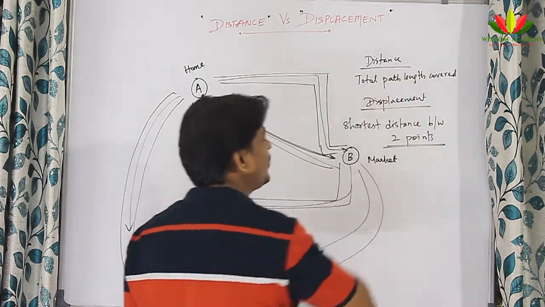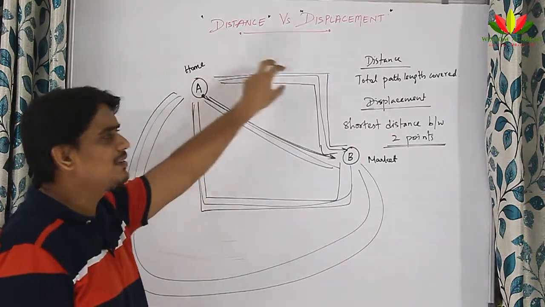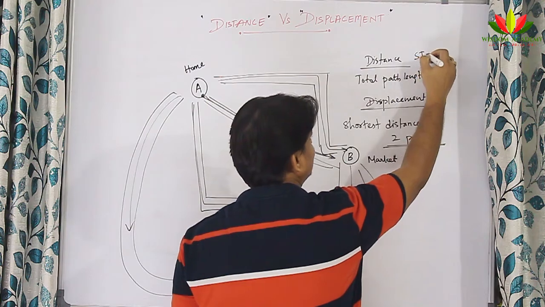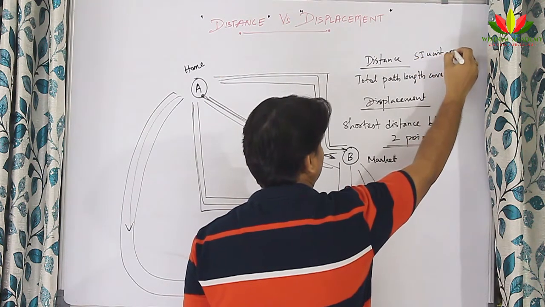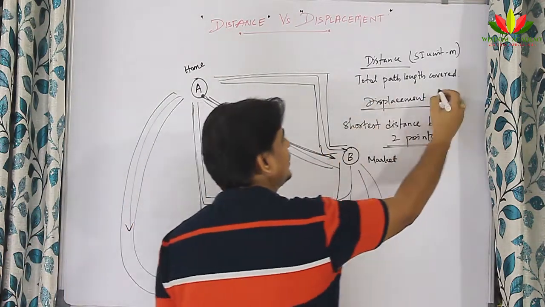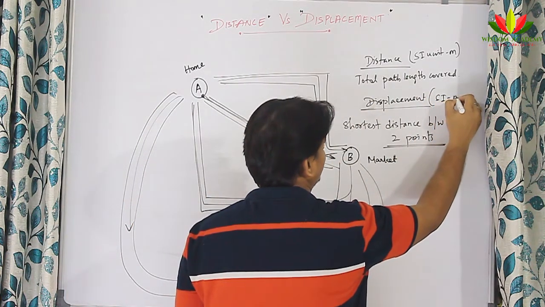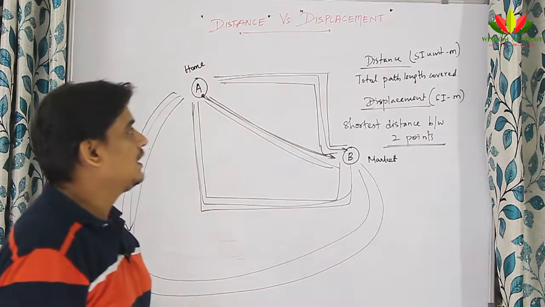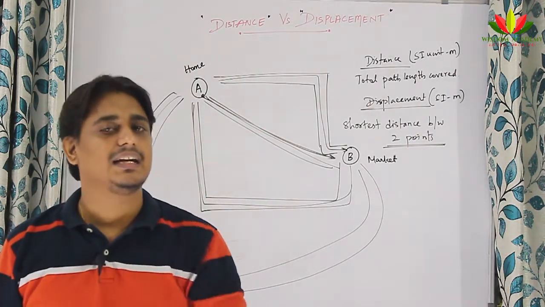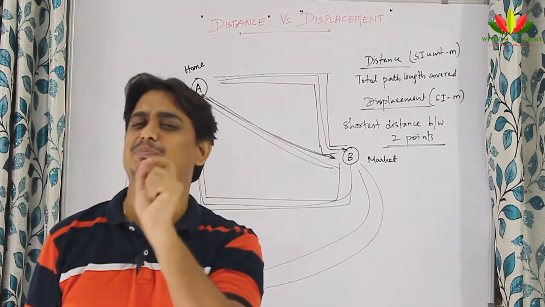So, what will be the SI unit of distance? Obviously, distance will be in meter, kilometer, centimeter. The SI unit is meter. So, the SI unit for distance is meters. Displacement, obviously meter, because it is a kind of distance only. So, here also the SI unit is meter. So, you understood that distance is the total path length covered and displacement is the shortest path length.